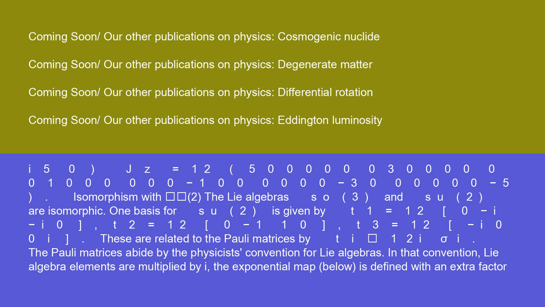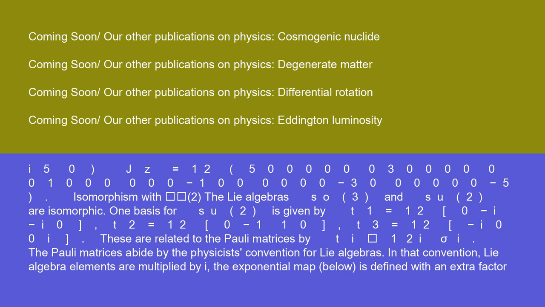Isomorphism with SU(2). The Lie algebras so(3) and su(2) are isomorphic. One basis for su(2) is given by T1 equals 1/2 times the matrix 0, −i, −i, 0. T2 equals 1/2 times the matrix 0, −1, 1, 0. T3 equals 1/2 times the matrix −i, 0, 0, i. These are related to the Pauli matrices by Ti = −(i/2)σi.